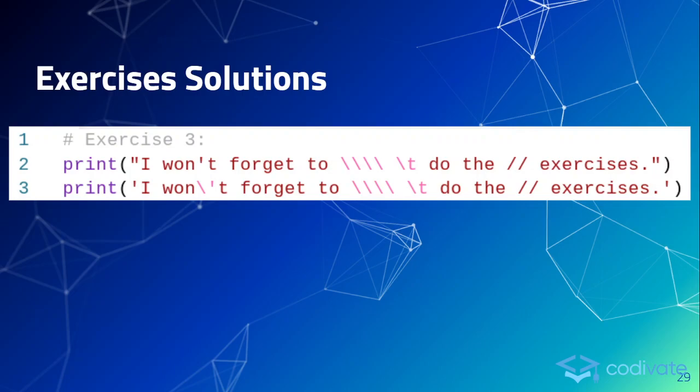Another thing to remember is that forward slashes aren't special in Python. You could type them directly as we have them here. The second solution, which is on line 3, uses single quotes for the main string. In that case, we just have to remember that we have to use the backslash and the single quote in the won't, so we don't get an error there. The rest of it stays pretty much the same.